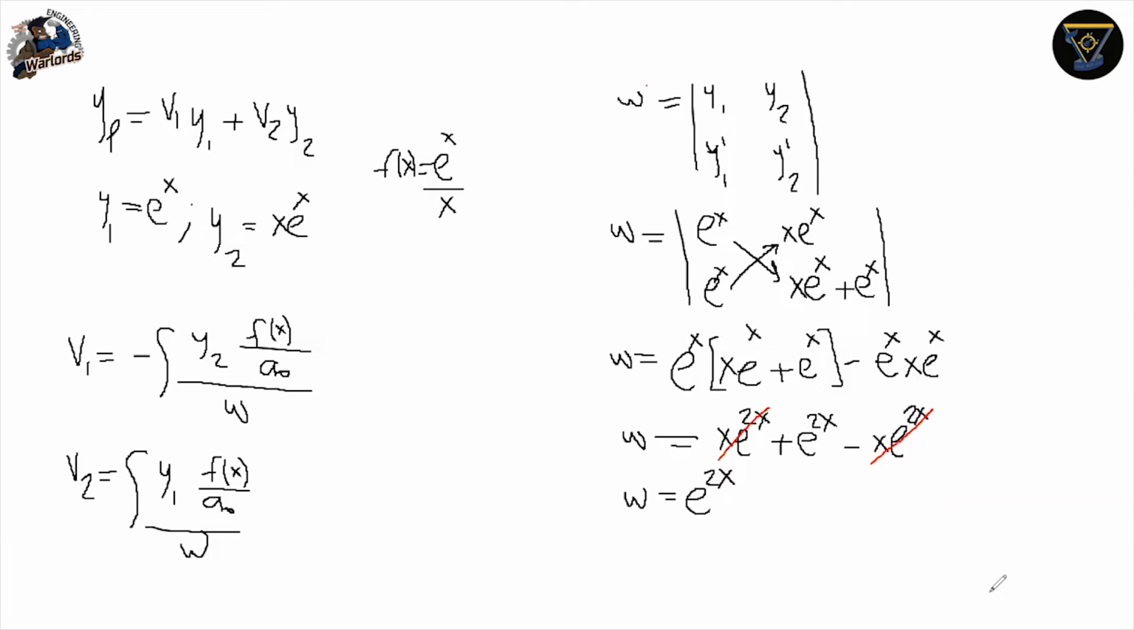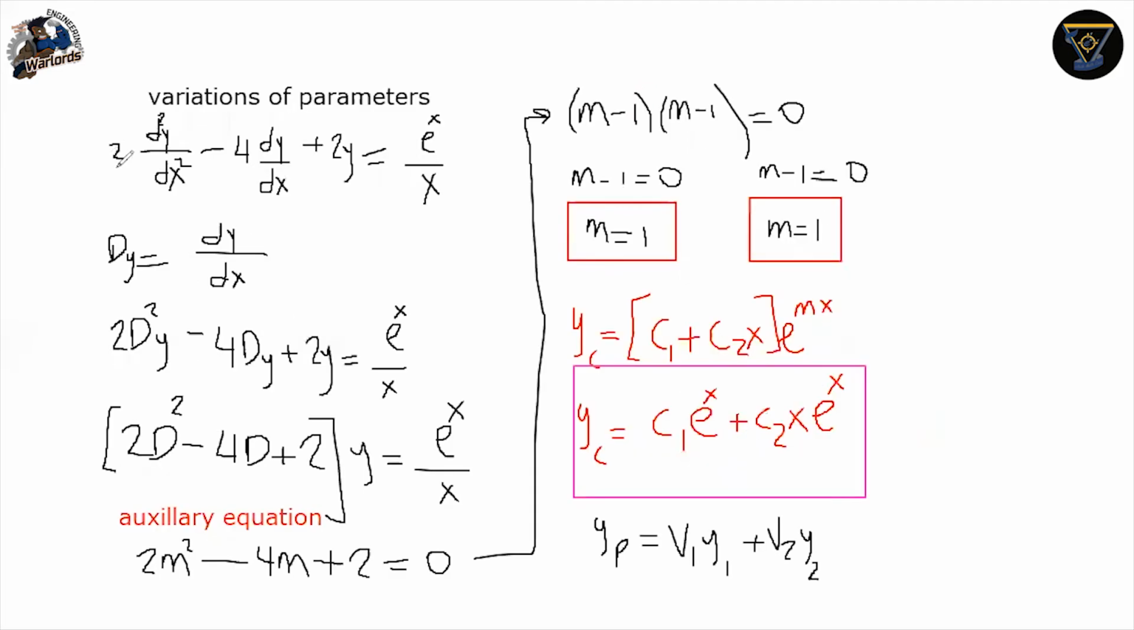Yes, sir. So how do you get that a naught value? A naught is always the value that is at the front, which is 2. All right. Thank you, sir. Yeah.